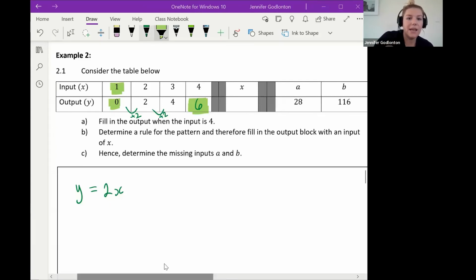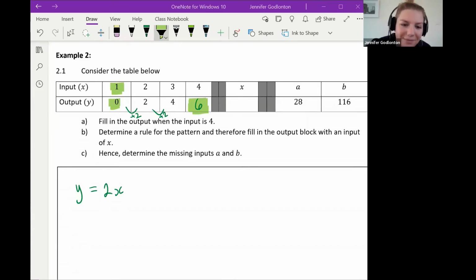So if x is 1, that's 2 times 1, which is 2, and I want to get to 0. How do I get to 0 from 2? -2. So I have to subtract 2. And remember, we can now use our formula to make sure we've gotten everything correct. Let's look at our next one. Our input is 2 and our output is 2. 2 times 2 is 4, 4 minus 2 is 2. We got it right.